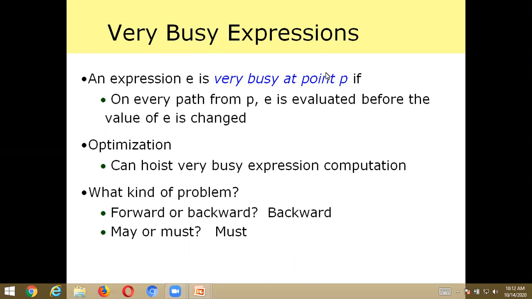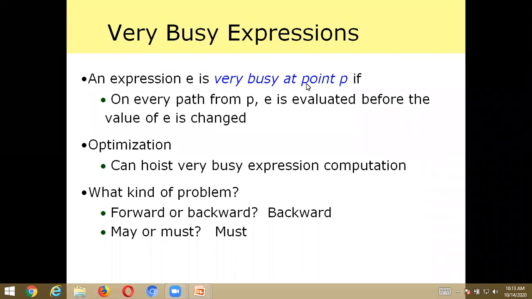Here I'm giving another definition of a busy expression. An expression is said to be a busy expression along some path Pi to Pj if and only if an evaluation of the expression E exists along that path and no definition of any operand exists before its evaluation along the path. Then it can be called a busy expression. After performing the optimization, the output we expect is that this property can hoist very busy expressions computation.